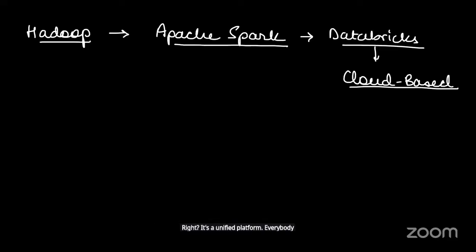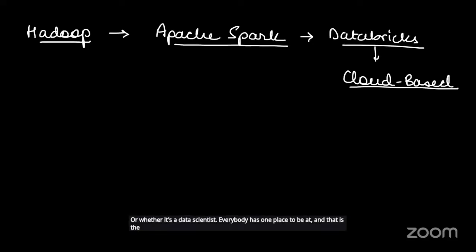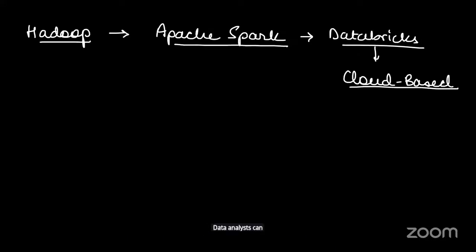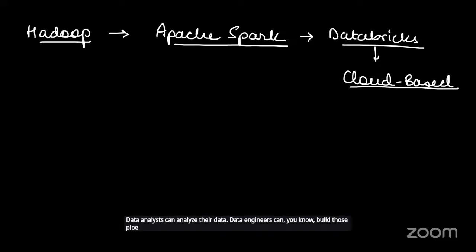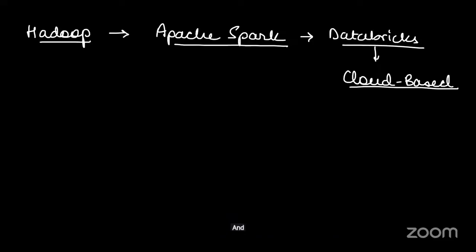Everybody can come on the same platform, whether it is a data analyst, a data engineer, or a data scientist. Everybody has one place to be at, and that is the Databricks platform, because it caters to everybody. Data analysts can analyze their data. Data engineers can build those pipelines, move the data around, transform it, do the ETL, and data scientists can also work with it.